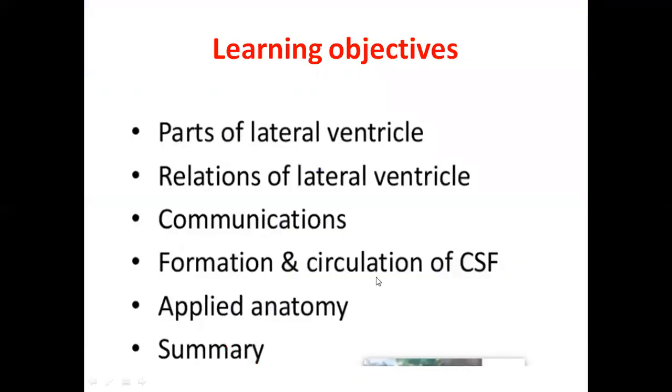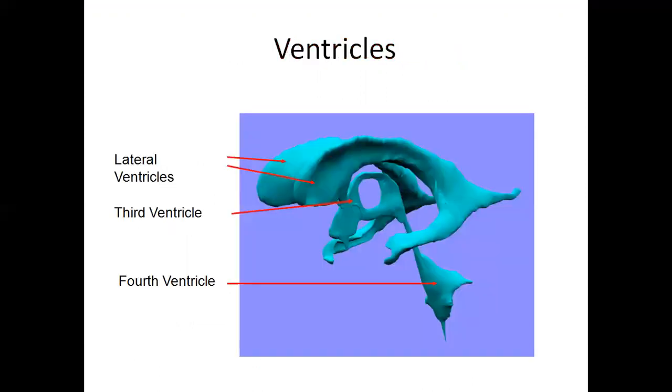Now, we are going to see the parts of the lateral ventricle. We will see the relations of each part of the lateral ventricle. We will also see the communications of the lateral ventricle, how the CSF is formed, and how it is circulated. We will see the applied anatomy and summary.